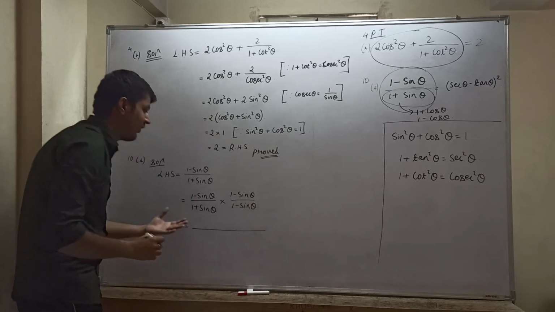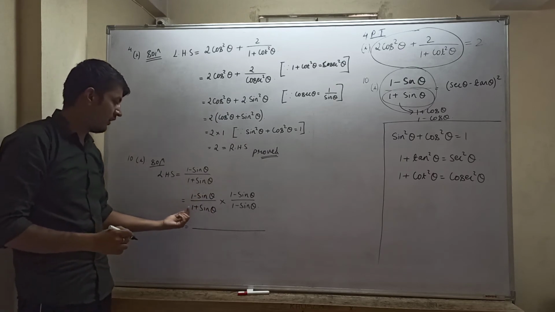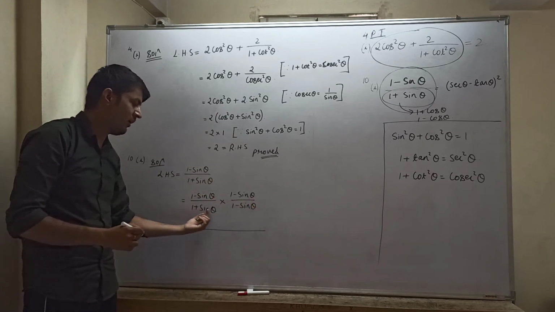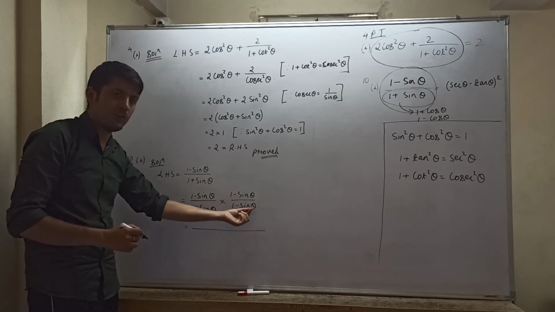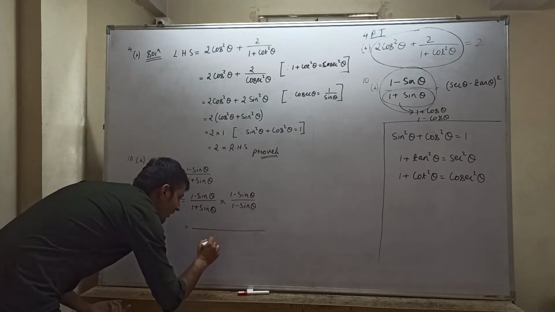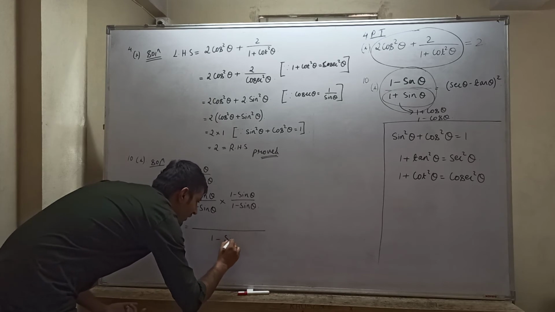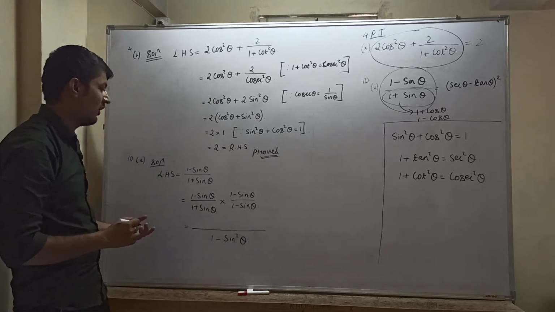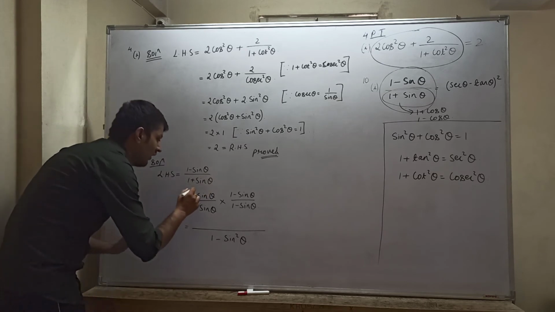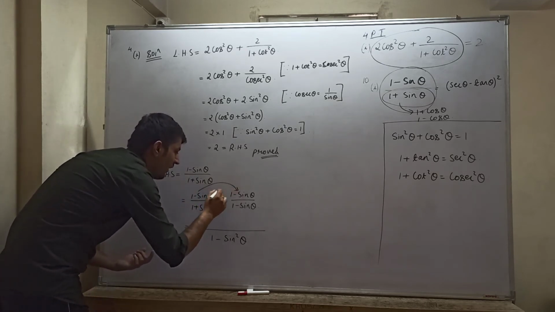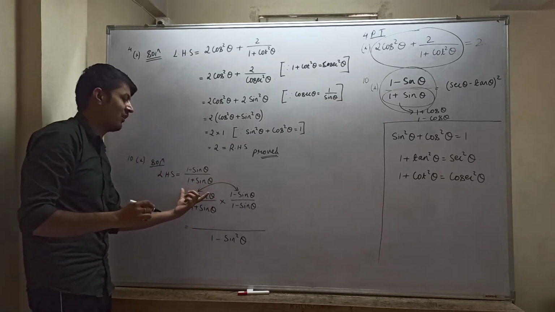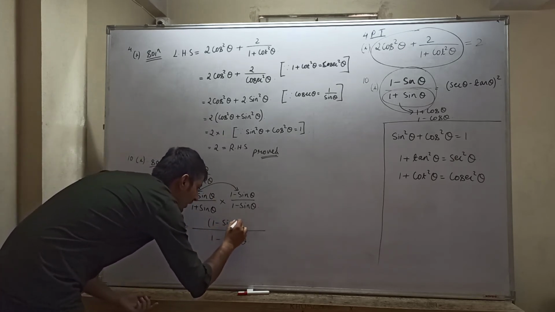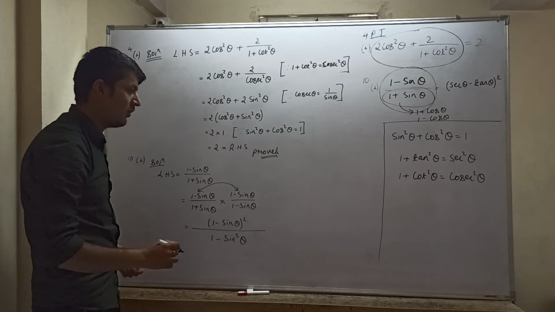Let's see. Let's write down your denominator first. 1 plus sine into 1 minus sine. That means a plus b into a minus b. A square minus b square. So it will become 1 square is 1 minus sine square theta. 1 minus sine square theta equal. And numerator you see. 1 minus sine into 1 minus sine. Same expression. So it will become 1 minus sine theta whole thing square.